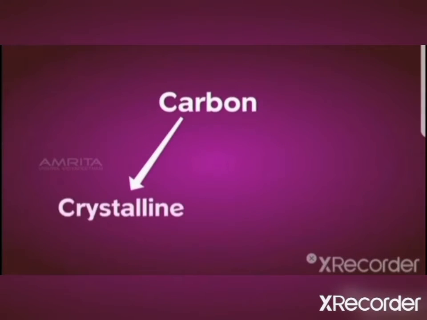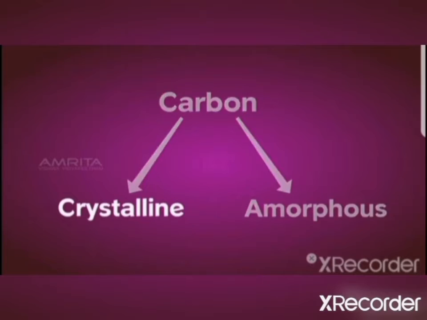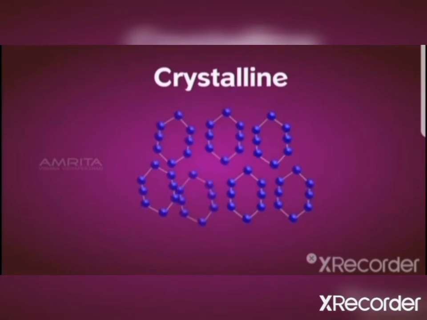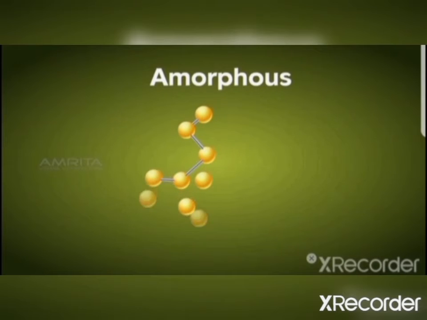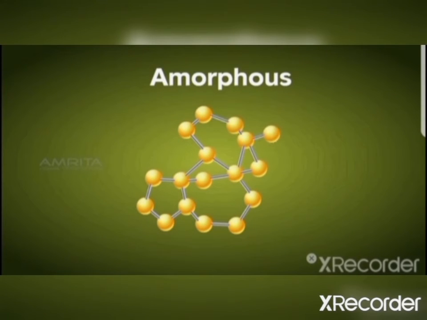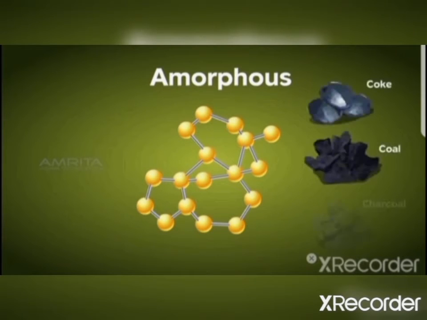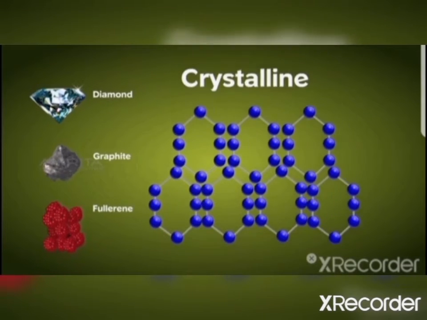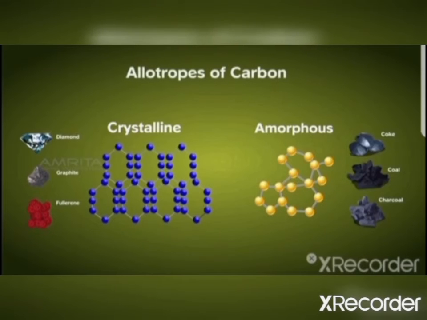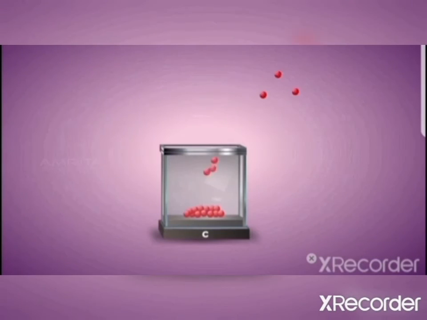It is abundantly present in the earth's crust. Carbon exists in two forms, crystalline and amorphous. In crystalline form, the particles are arranged in definite order, but in amorphous solid, particles have no definite order of arrangement. Coke, coal, and charcoal are the amorphous forms of carbon, whereas diamond, graphite, and buckyball are the crystalline forms of carbon. Both these forms are called allotropic forms of carbon.